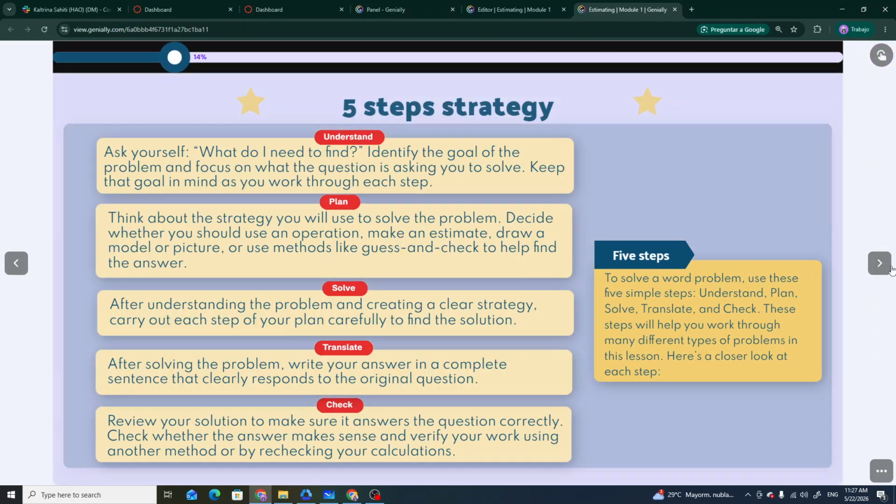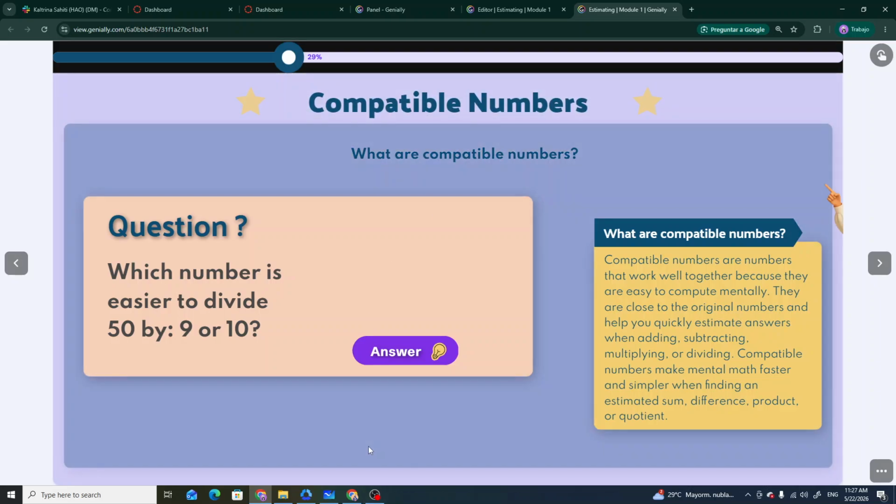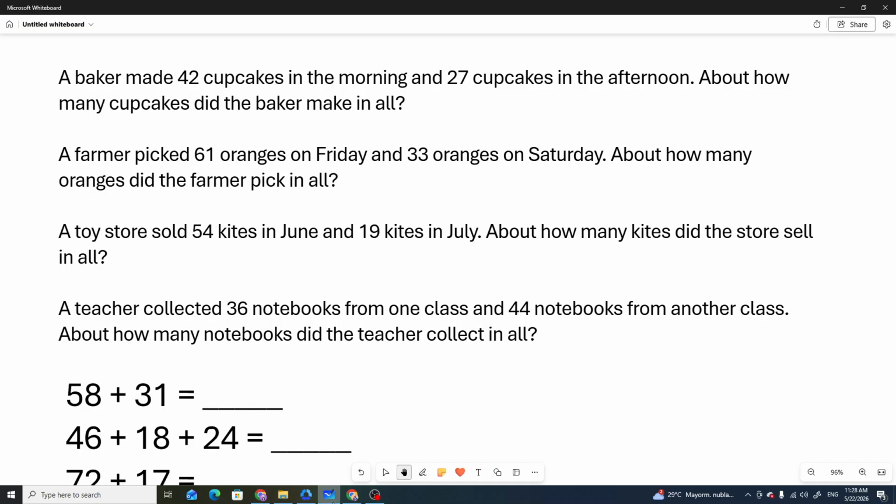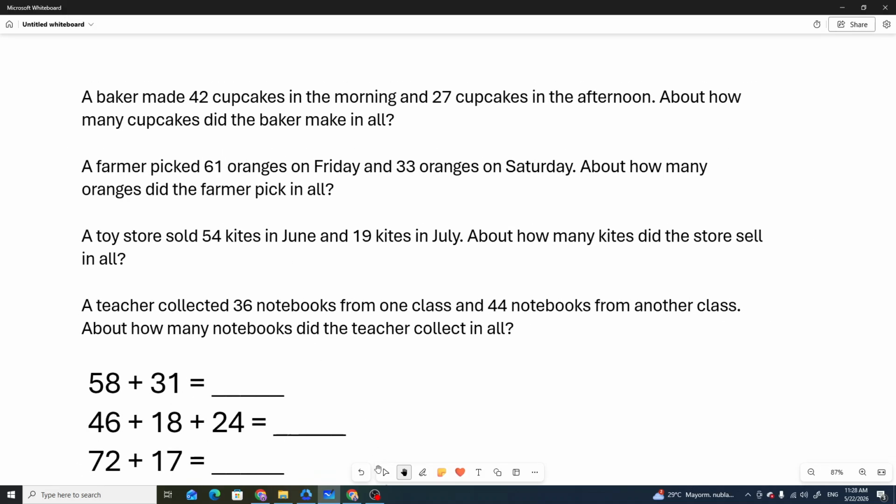Okay, so we are familiar with compatible numbers because they allow us to operate in an easier way. For example, it's easier to divide 50 by 10 than to divide 50 by 9 because 50 and 10 are compatible numbers. Basically, compatible numbers work together and it's easier to round to a number like 100 or 20 or 30. It all depends, right? So in this class, I'm going to use rounding to estimate the final outcome.